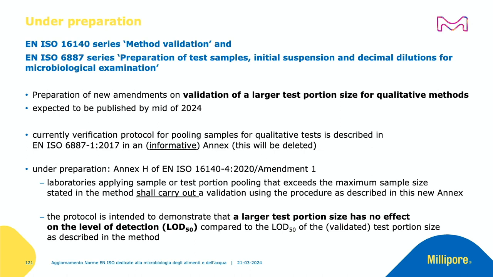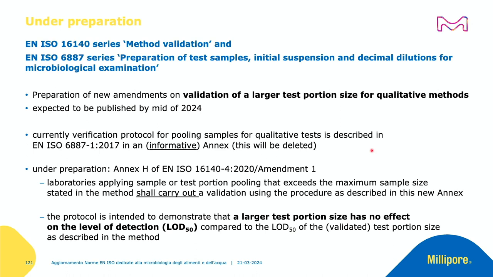So currently the validation protocol for pooling samples is described in EN ISO 6887 part 1 of this year. I think you had it also in your presentation as an informative annex. That means if you have to verify bigger portions by pooling, bigger sizes, you can use the described protocol from the Annex in the current part 1 of ISO 6887, but it is not mandatory. If you want to change it, you can do it because it's only a guideline.